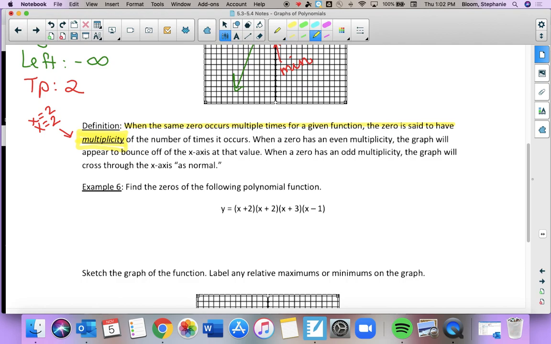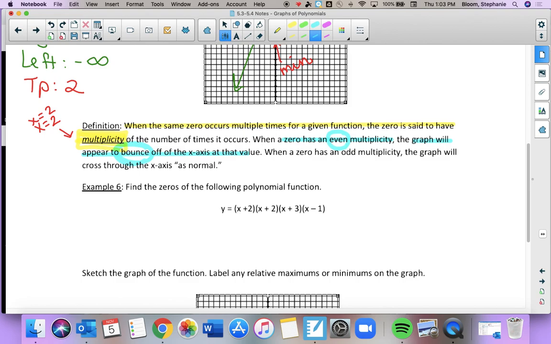If the zero has an even multiplicity, even, that's the key word here, meaning it comes out 2 times or 4 times or 6 times, then your graph will bounce. There's the key word. Bounce off the x-axis. It will not cross. Normally you would cross there. You're not going to do that. You're going to bounce off.